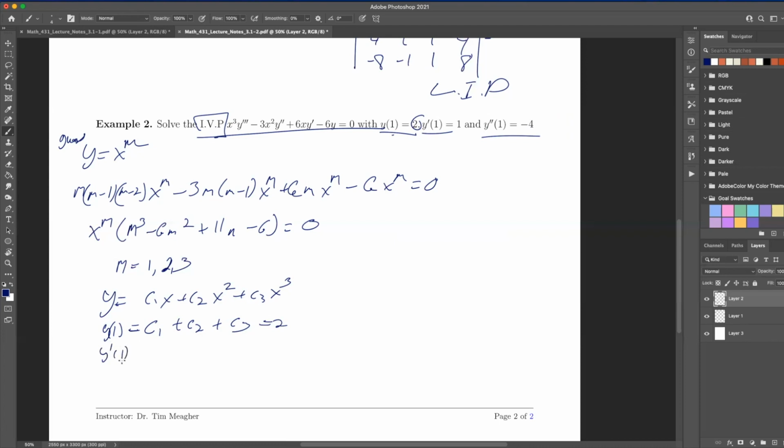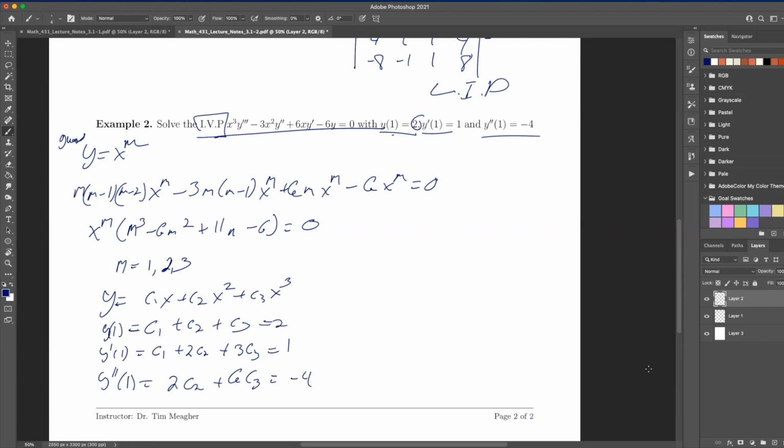y prime of 1, so here we're going to take its derivative. So this becomes c1. Here I'll get 2c2 times x. Well, if I plug in 1 for x, I'm just going to get 1. I'll get 3c3 with x squared, but if I plug in 1, I'll just get 1. And that's equal to 1. And then here I'll do y double prime of 1 is equal to minus 4. So if I took its double derivative here, I get nothing from c1. I'm going to have 2c2 still. I'm going to have 6c3, and that's going to equal minus 4.